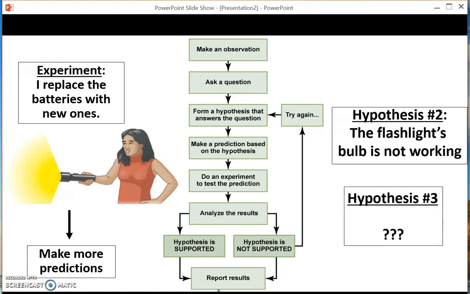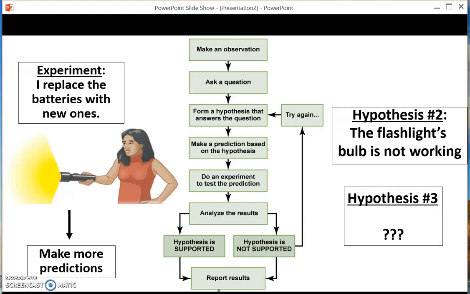You make your predictions. Okay, what would my prediction be? Flashlight's bulb isn't working. Replace the bulb, and then do the experiment. Test your flashlight and see whether or not it's working. Analyze the results. Either your hypothesis is supported or it's not supported. And if it's not supported, then you go on and you check another thing. Do hypothesis 3. And you can see how this chain of events continues to really feed on itself.